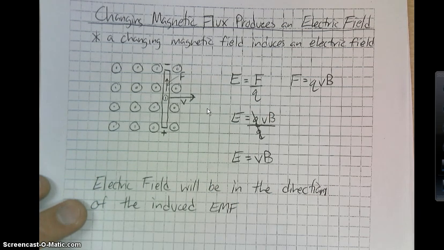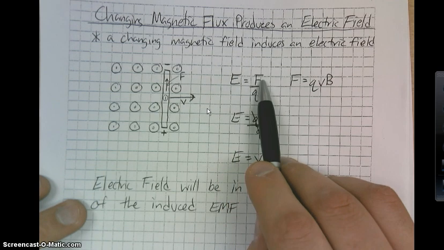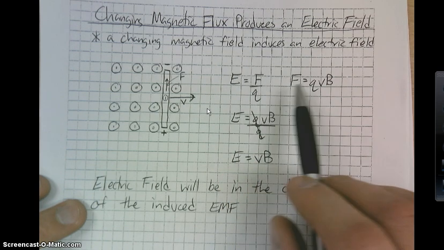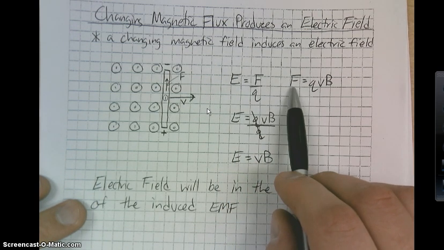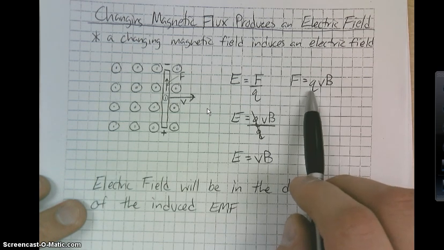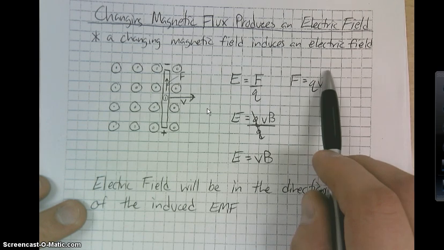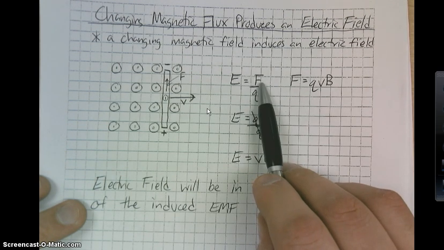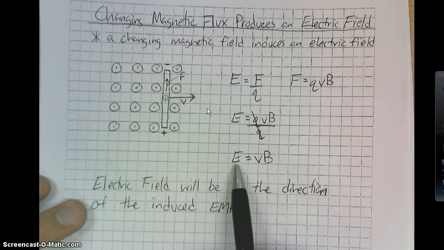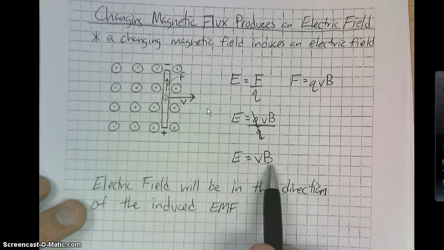Now, a refresher here. The electric field, by definition, is the force per unit charge. Well, we also have an expression for force on a charge moving through a magnetic field. So this is the charge times the velocity times the magnetic field. So if I make the substitution QVB in for F, I can get an expression for the electric field created by a moving conductor simply as V times the magnetic field, the velocity times the magnetic field.